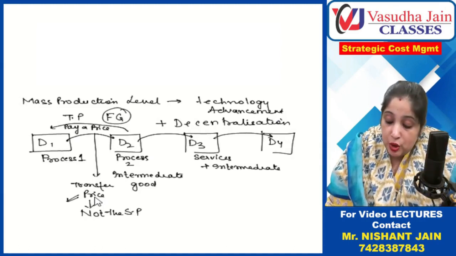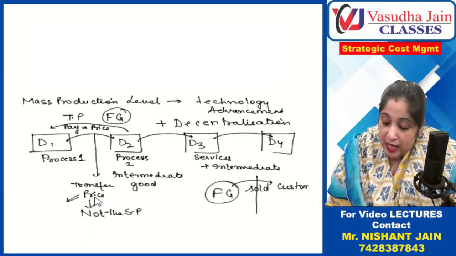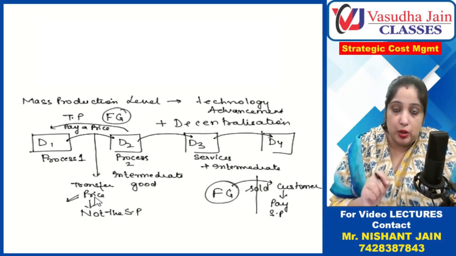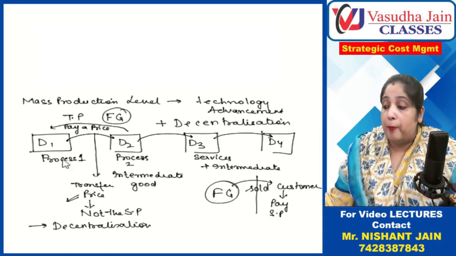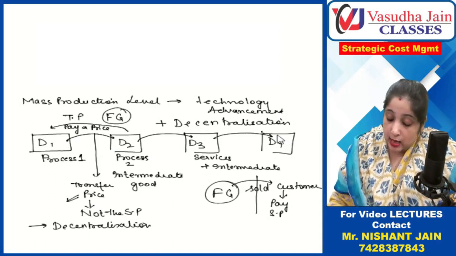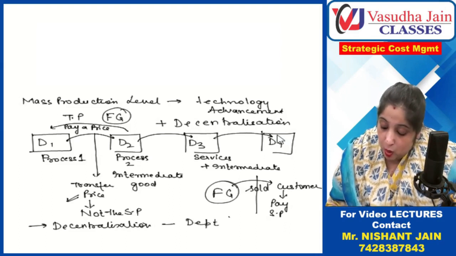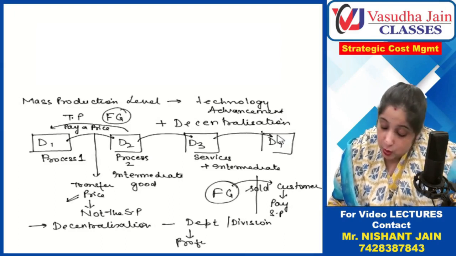Why? The payment should come directly from the customer. When the finished good is manufactured and sold to the customer, then only the price should come. The customer should pay the selling price. That is fair enough. But why are departments paying each other? That is the question. One of the reasons is decentralization. All departments are given proper authorities and responsibilities. Every department or division is made a profit center. This word is very important.